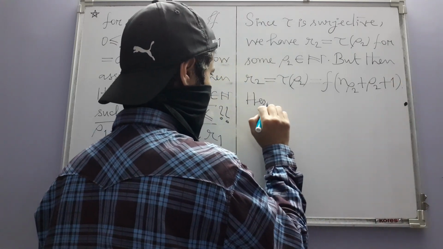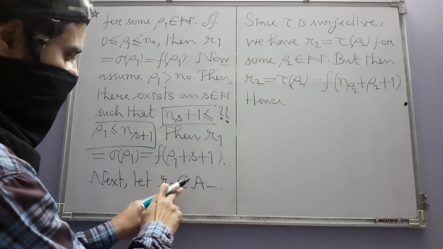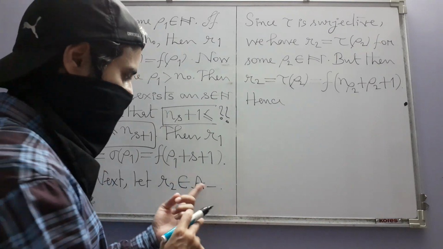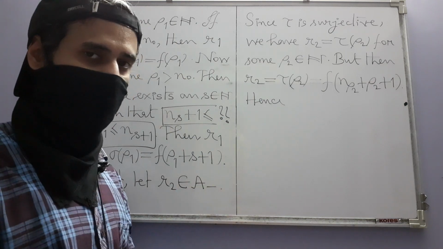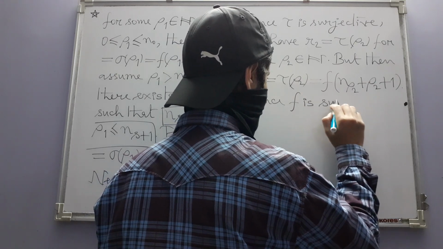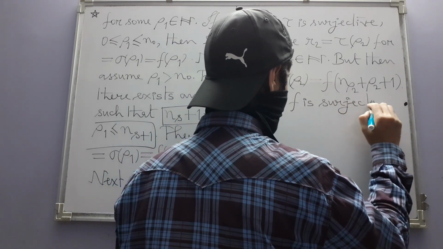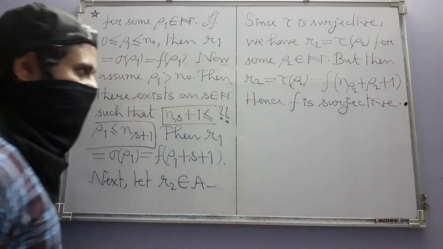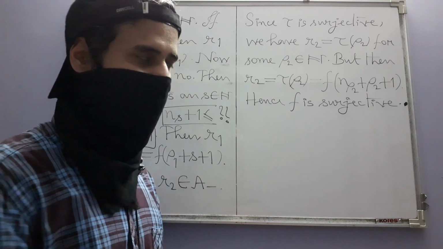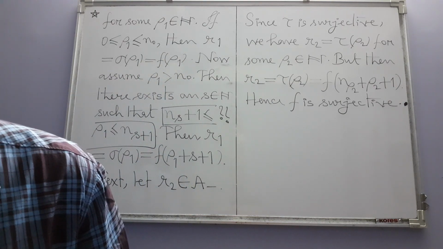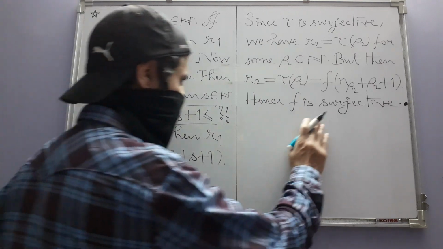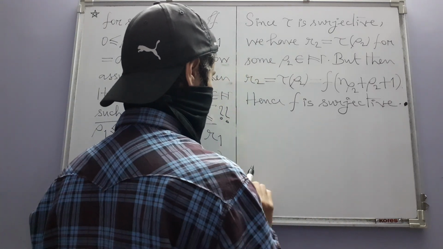Hence, so that's it. If our chosen number is coming from A plus, then also it's an output. If it's coming from A minus, then also it's an output under the function f. Hence, f is surjective. Okay, so we have now shown that f is both injective and surjective, so it's a bijection. Okay, now we deliver the final blow.